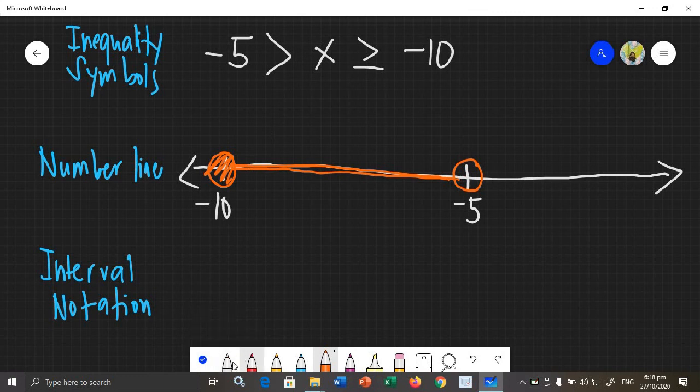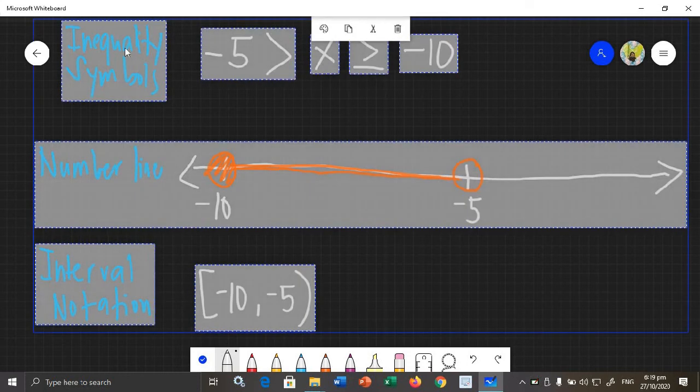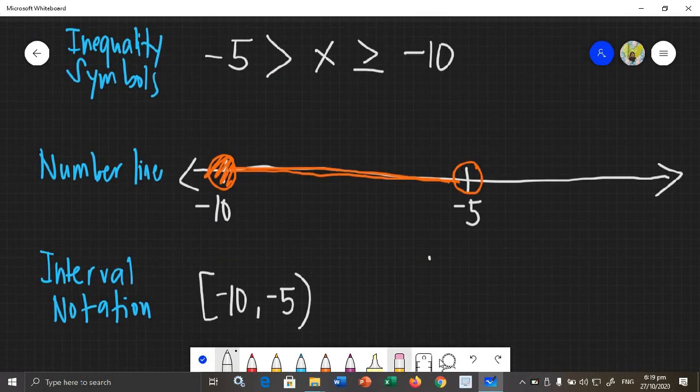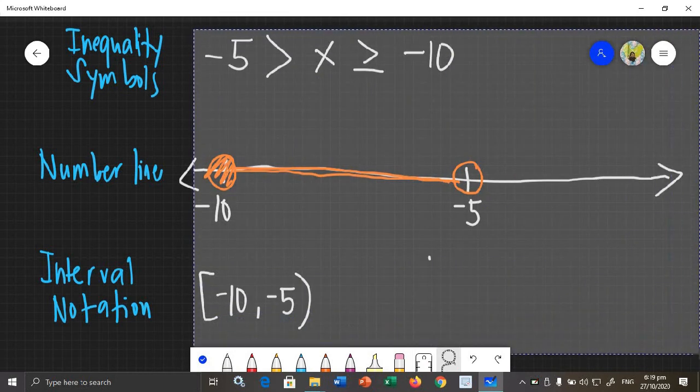And then the interval notation will be like this. When you write interval notation again, it goes from left to right. So, negative 10 is included, so you're going to use a bracket. And then negative 5 is not included, so you're going to use a parenthesis. So, that's how you write this given using a number line and the interval notation of the given. So let's solve the last example like this. I'm just going to erase everything.